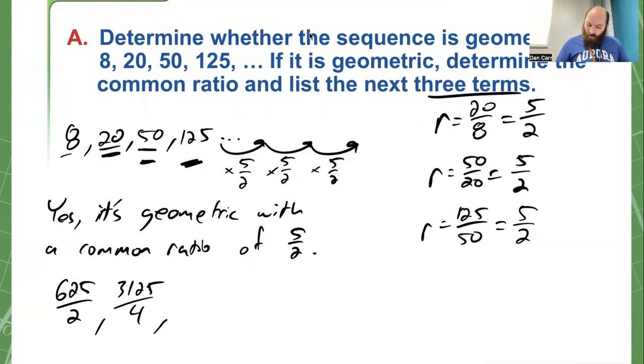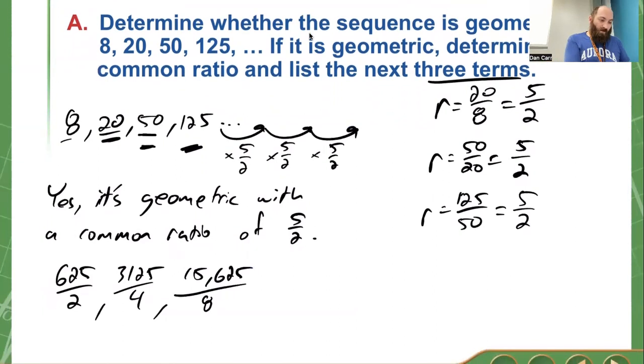Sorry about that, just getting my calculator. My calculator does not want to give me the fraction answer, so we're going to do 3,125 times 5, which gives me 15,625 over 8. So those are my next 3 terms. Every one of these was the result of multiplying by 5 over 2.